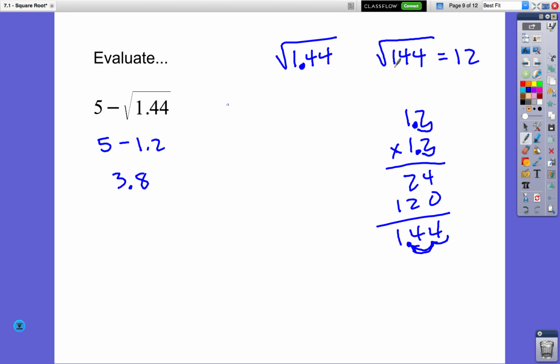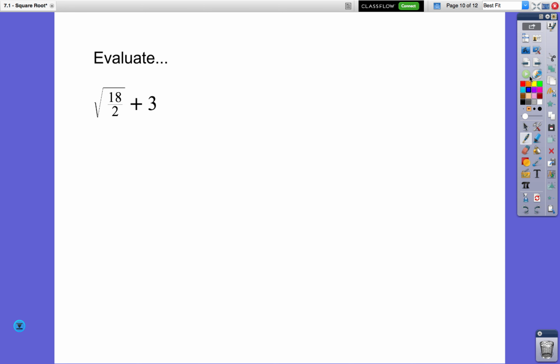So a little trick for doing decimals and square roots. Treat them as whole numbers, work them out, and then figure out where the decimal is going to go back into the problem. Now, what about fractions? Here's a problem. So take a look here. We have to find the square root of 18 over 2.